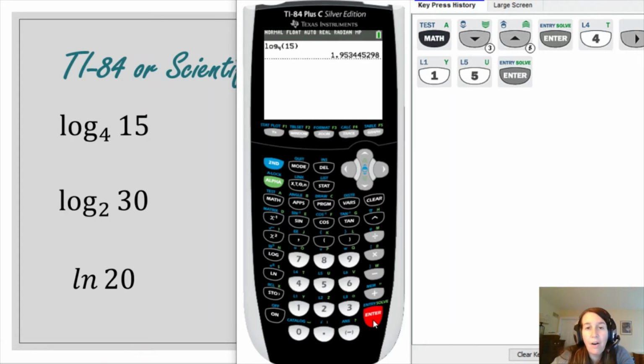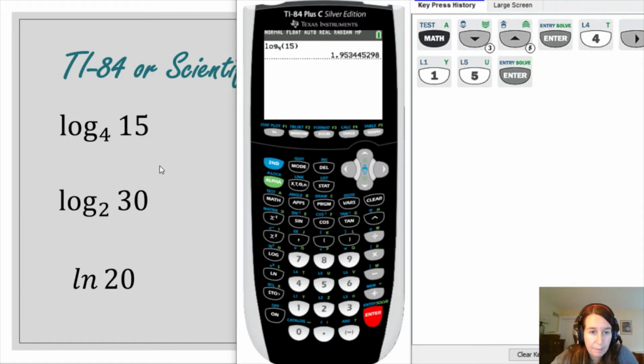Now, I know that some of you probably have an older model of this calculator, and that is totally fine. In fact, my personal calculator is an older model, and I don't have this fancy log base thing in my calculator. So when you went to math, if there weren't all those choices, don't despair. There's an easy way to convert logs.